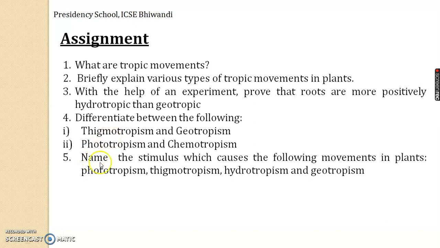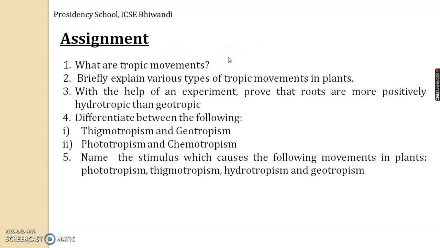Last question, name the stimulus which causes the following movements in plants. You have to give us a stimulus for phototropism, chemotropism, hydrotropism and geotropism. I'll just give you the answers. Phototropism, the stimulus is what? Light. Thigmotropism, the stimulus is touch. Hydrotropism, the stimulus is water. And geotropism, the stimulus is gravity. So do write down all these questions because they are very important.